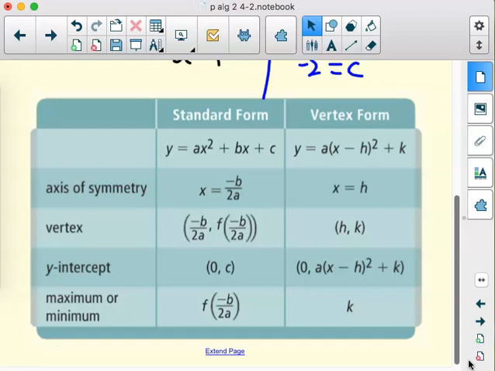Well, that's everything we've covered in 4.1 and 4.2. We did standard form and we did vertex form first because that's the preferred one. We really like to use that all the time.